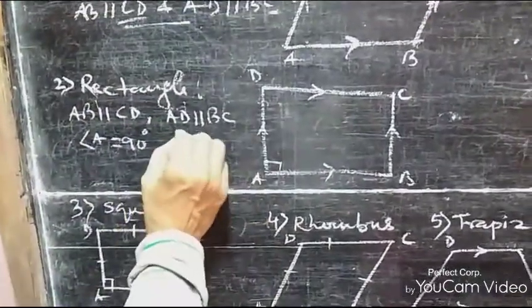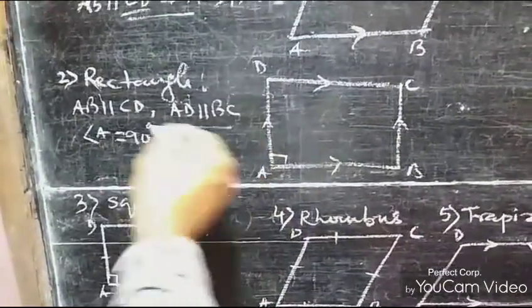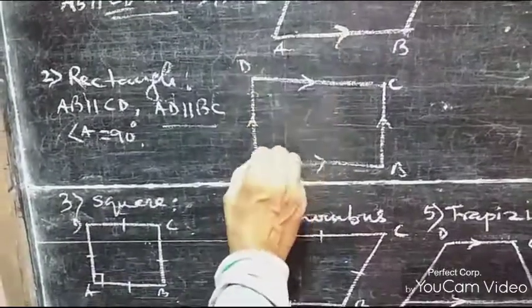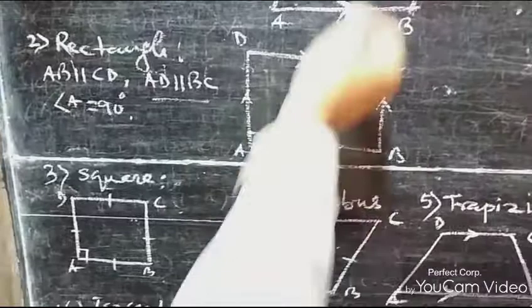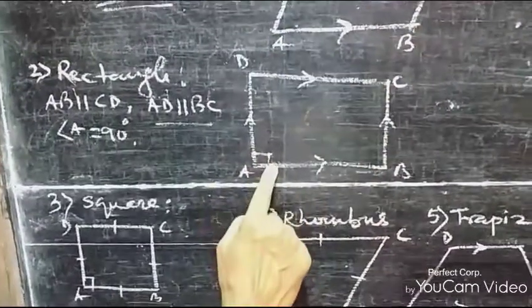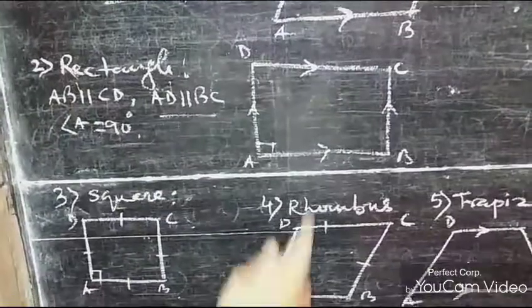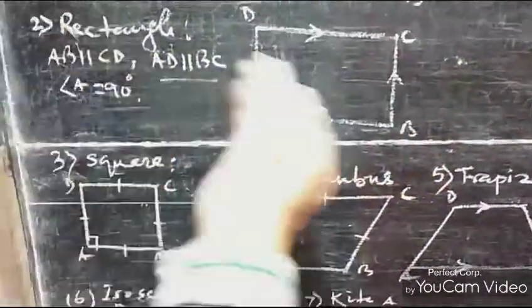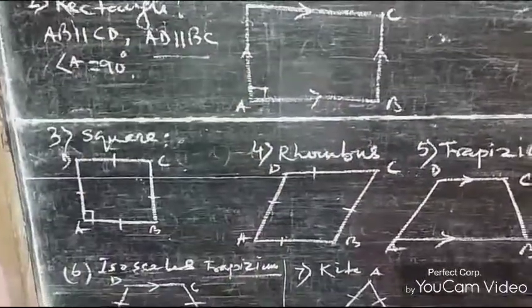Next comes the rectangle. You can give different definitions in different ways, but one definition is like this: a parallelogram whose one angle is 90 degrees. Parallelogram means the opposite sides are parallel. A parallelogram whose one angle is 90 degrees means all the angles are 90. That is called a rectangle. You have already learned all these things, even then I am brushing them up, because this is required to solve the problems.